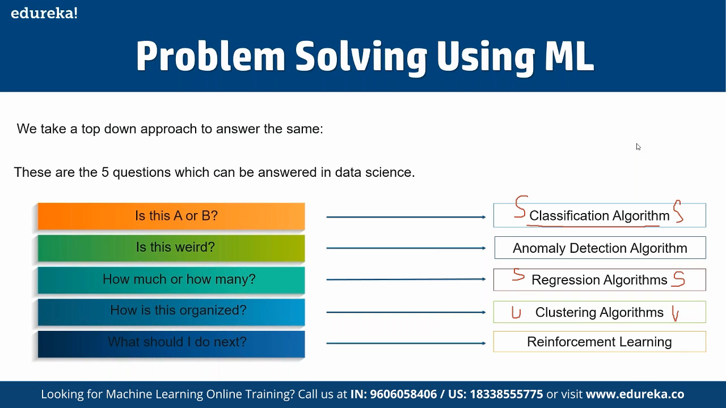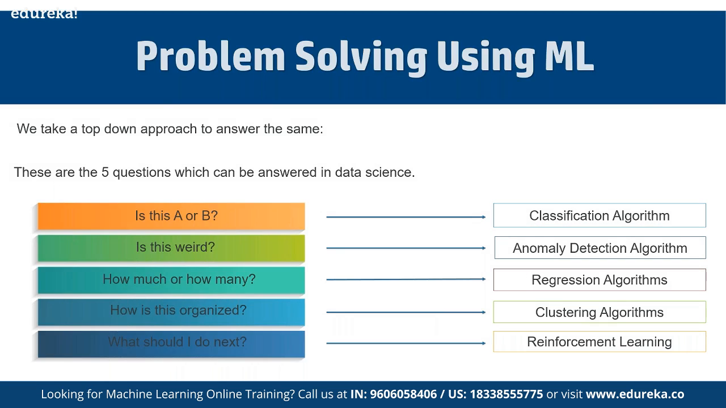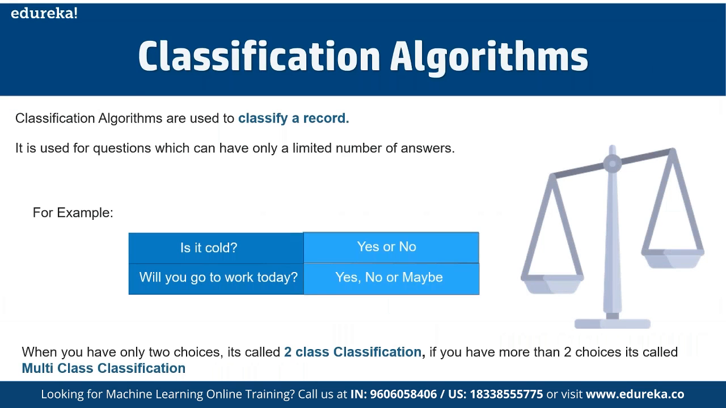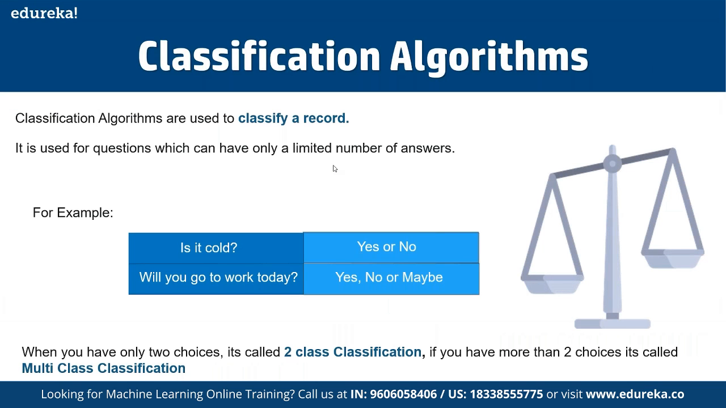So we can erase this. Now, let's talk about the machine learning algorithms. First of all, we have classification. As we discussed, it's used to classify a record. For example, is it cold, yes or no? Will you go to work today, yes or no? Whether this email is promotional or primary. Basically, when we have only two choices, it is called two-class classification. If we have more than two choices, it is going to be a multi-class classification algorithm.